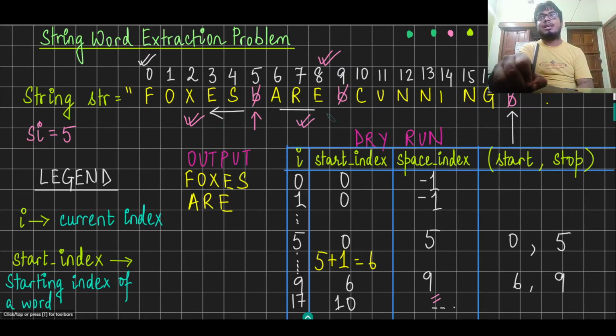For this space, this word is extracted, and for this space, another space has to be appended to the very end so as to extract the last word. All right. Let's look at the algorithm.